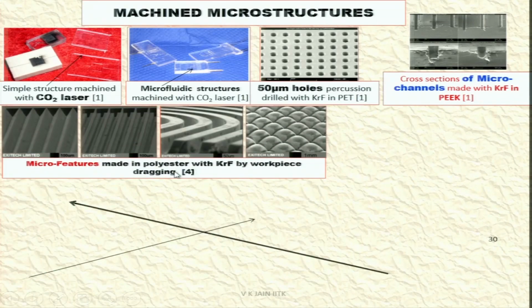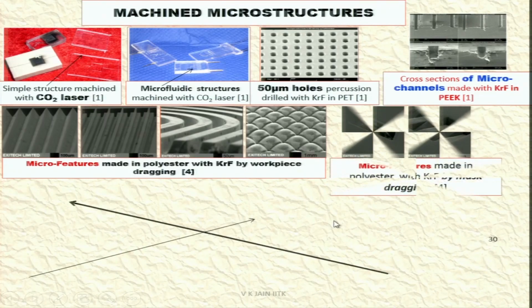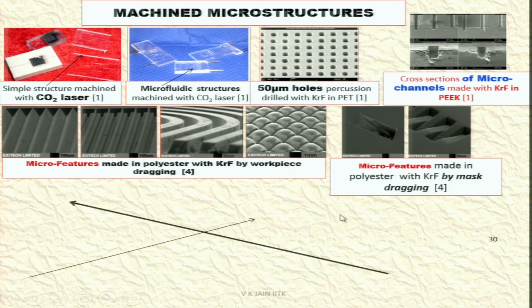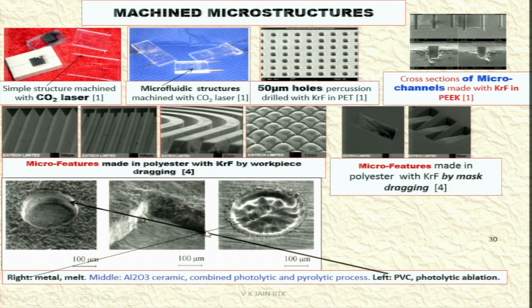Then micro features made in polyester with KrF. You can see different kinds of features created with the help of lasers. And then micro features made in polyester. Again, polyester, you can see the 3D features are created over here in one go.